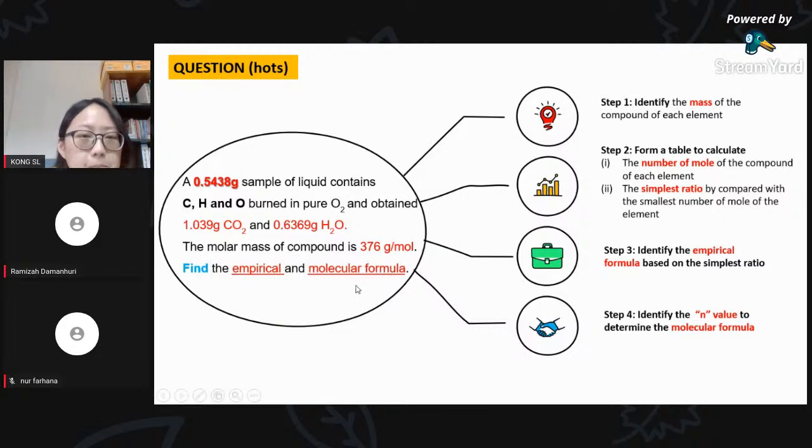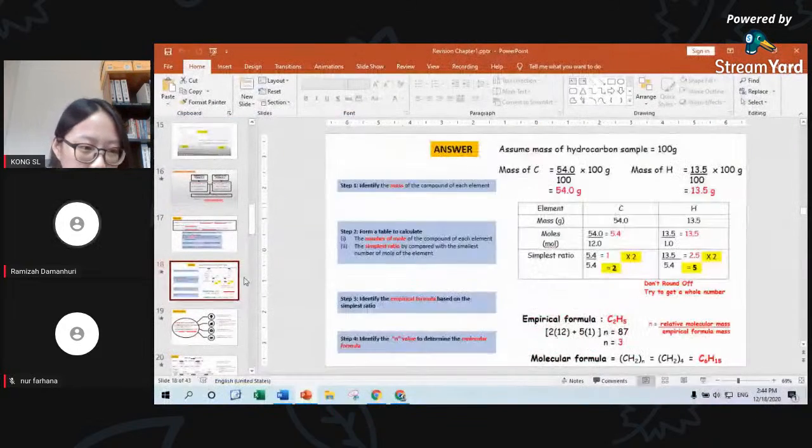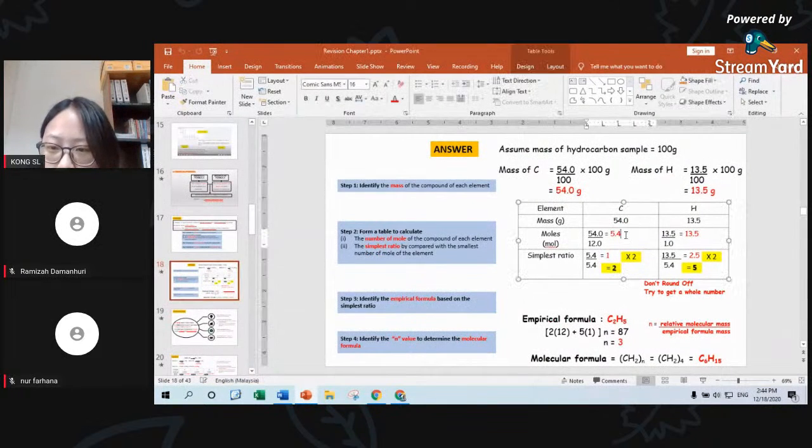Madam, for the calculation before this, for the empirical formula it is 4.5, not 5.4. Oh, 4.5. Okay, thank you Ramiza. Thank you. I just do some correction over here. Here is 4.5.